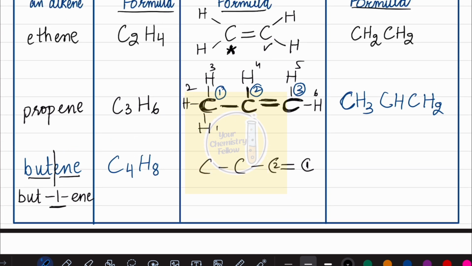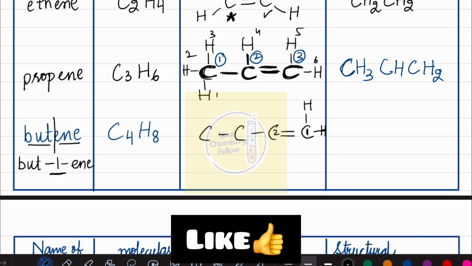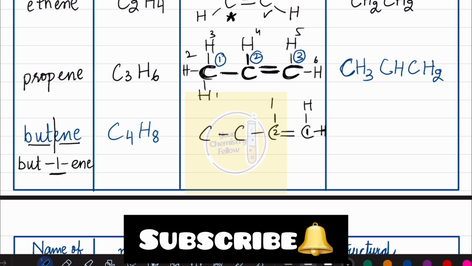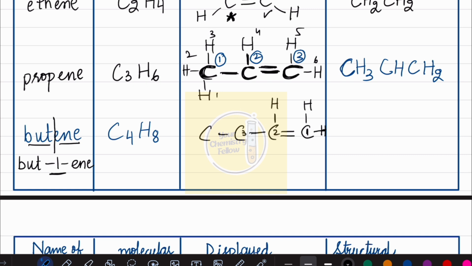Now I will complete its displayed formula. I have made a chain of 4 carbon atoms with a double bond, and the rest of the bonds will be satisfied by the hydrogen atoms. With the first carbon, 2 hydrogen atoms will be present. With the second carbon, 3 bonds are already present, so only 1 hydrogen atom will be present with it. For the third carbon, 2 bonds are present, so it will make the other 2 bonds with 2 hydrogen atoms. The fourth and last carbon atom will make bonds with 3 hydrogen atoms.